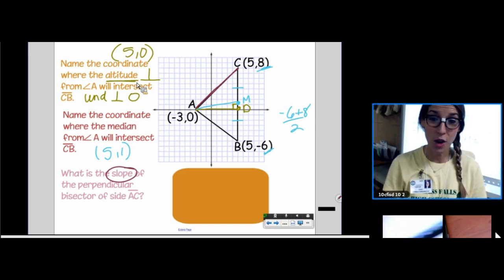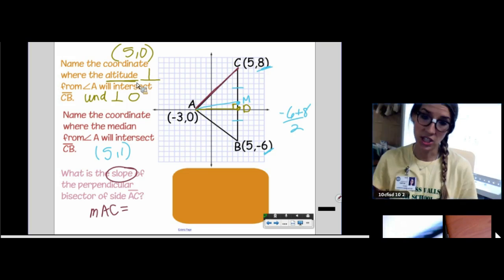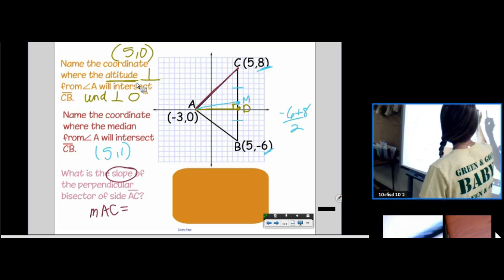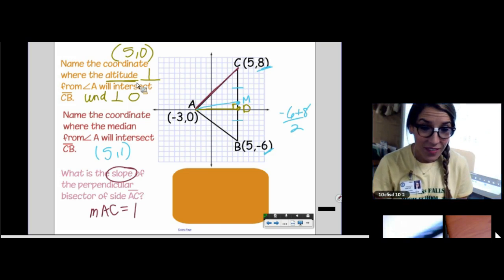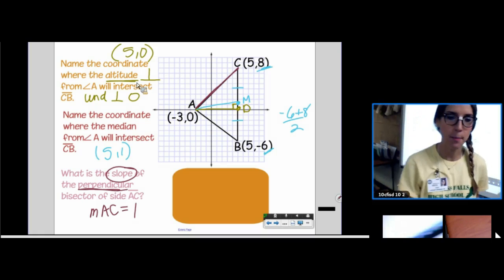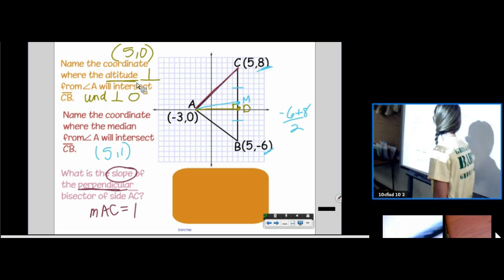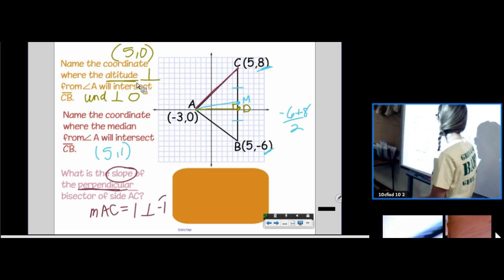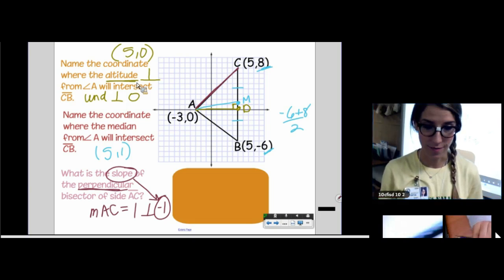First, we would need to find the slope of AC, which is just 1. I don't know if you can tell, rise over run, or you could do the slope formula with the coordinates. The slope is 1, and we know perpendicular means opposite reciprocal. The opposite reciprocal of 1 would be negative 1. So the slope of the perpendicular bisector would be negative 1. You're saying what point it would go to? Negative 1 is the answer.